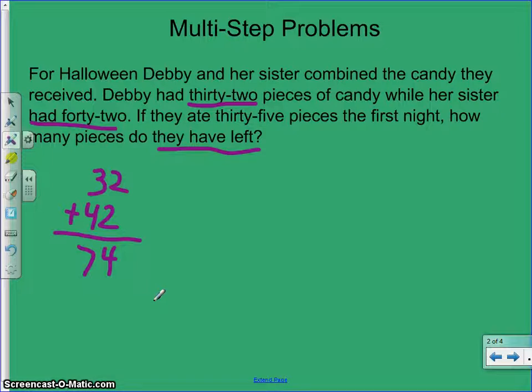But I'm not finished there, because the question tells me that they eat a certain amount, which is right here. They're going to eat 35 pieces of candy. That's a lot of candy to eat in one night. And they want to know, well, what's left? So I know they have 74 because they were combining amounts, so we added. Well, now some things are being lost and taken away from that 74. So I take my 74 and I subtract the amount they ate, and that was 35.